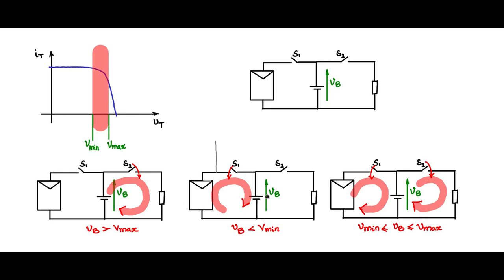Now I'm coming back here and I would like to state that during mode 2, when the battery voltage is less than Vmin, it is now connected to the PV panel. The PV panel is charging up the battery, which means the operating point is somewhere here.